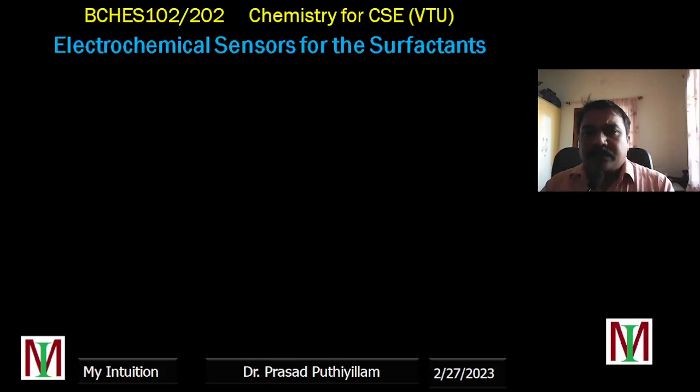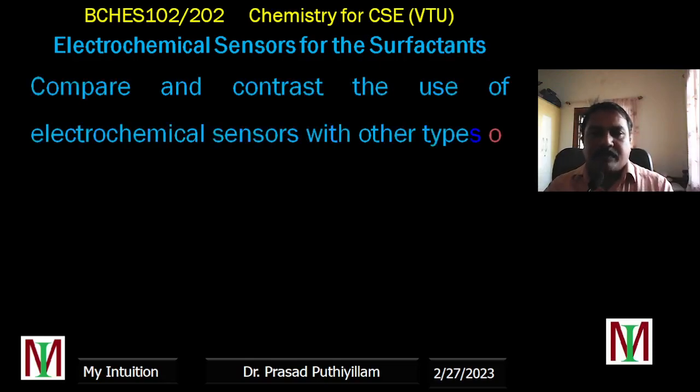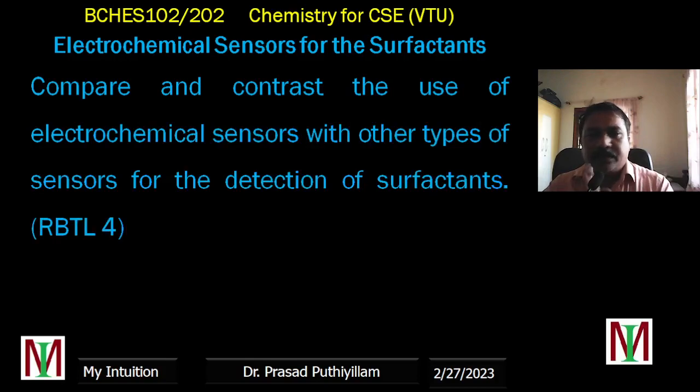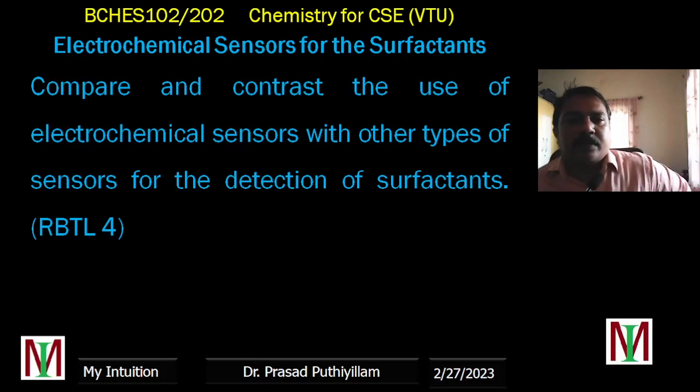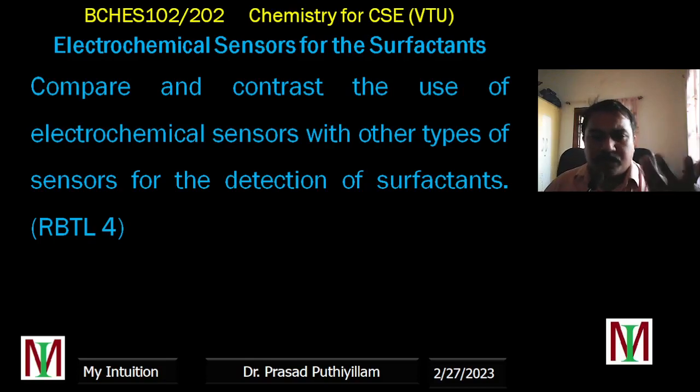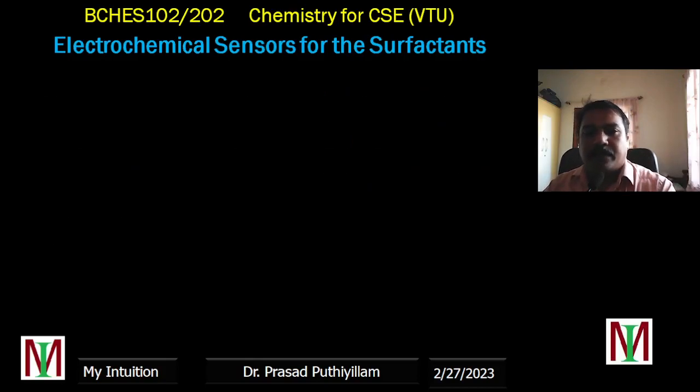Now, electrochemical sensors for surfactants. Questions I'm giving first. Compare and contrast the use of electrochemical sensors with other types of sensors for the detection of surfactants. It's a level 4 question. Because electrochemical sensors for surfactants or for pharmaceuticals have almost the same concept, the same explanation I can give for surfactants. Therefore, I took it to a level 4, so that I can add much more information to that.